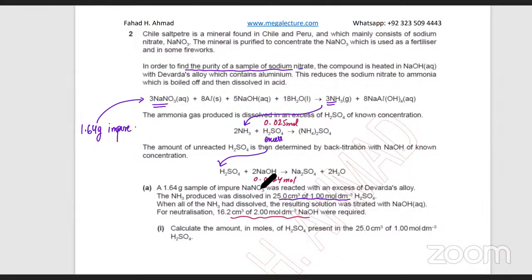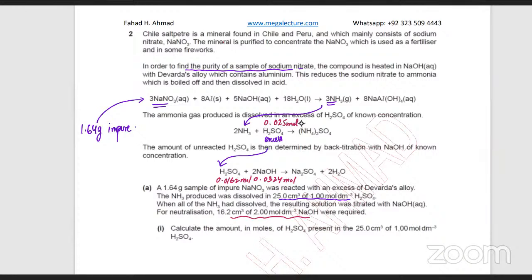So step by step, most of the questions. The first thing he asked was, what is the amount of sulfuric acid that's left? There's 2:1. So what is half of this? So 0.0162. That's 0.0162 moles, 2:1. That's the amount of sulfuric acid that is left at the end.